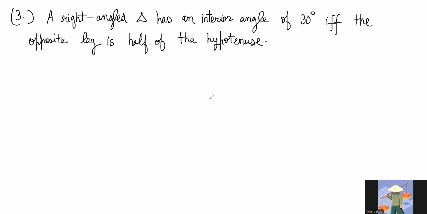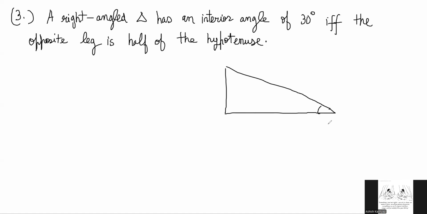Yes, sir. The side that is opposite to the angle is half of the hypotenuse. So we are saying that this angle is 30 degrees in a right angle triangle if and only if this is half of this. And we have to do it without any trigonometry. Assume that you don't know any trigonometry.